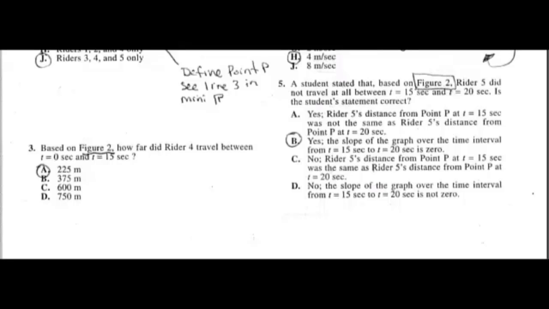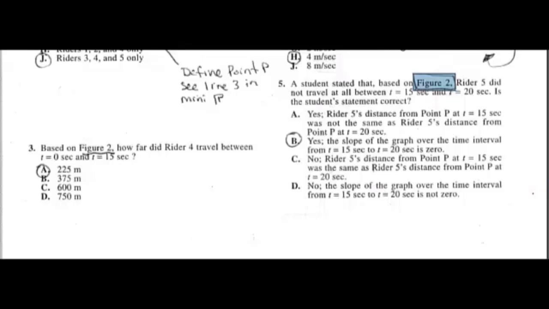Test 69A, science practice problem number 5. Number 5 says, a student stated that based on figure 2, rider 5 did not travel at all between t 15 seconds and t 20 seconds. Is the student's statement correct? So first thing we need to do is make sure that we go to the correct area, figure 2, and we're going to look at t 15 seconds between t 15 and t 20 for rider number 5.